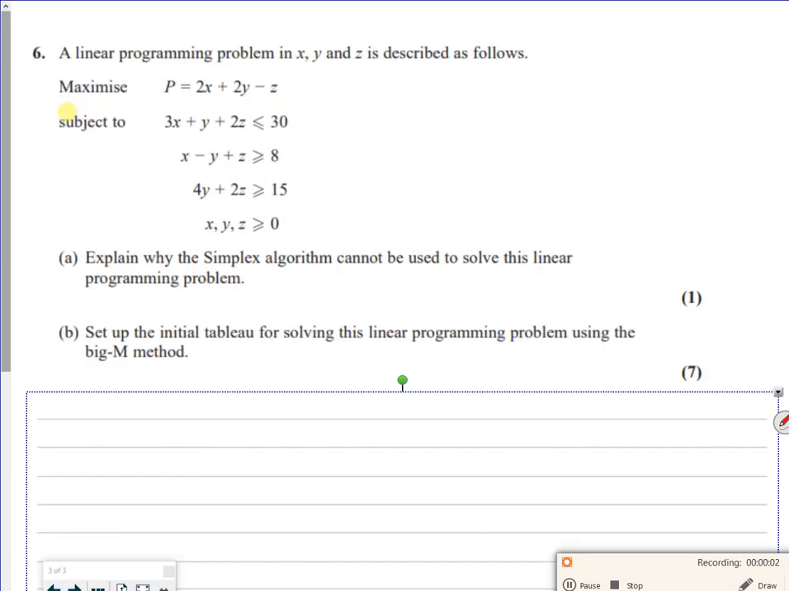Hi everyone. So this is quite a nice question on how you set up for the Big M. This was on the 2019 paper. Right, so let's have a look then. It says, first of all, explain why the simplex can't be used.